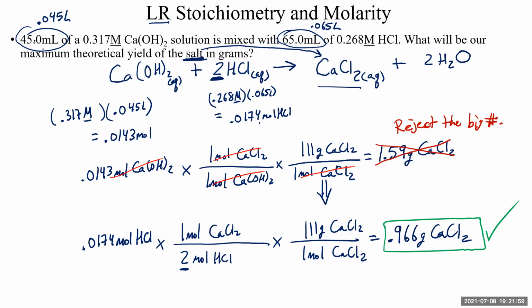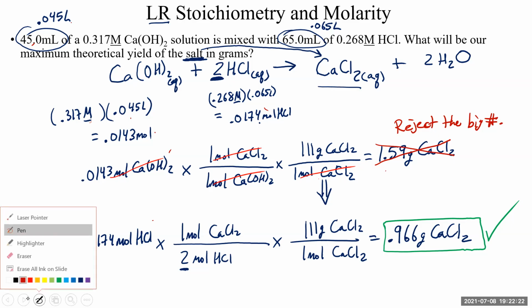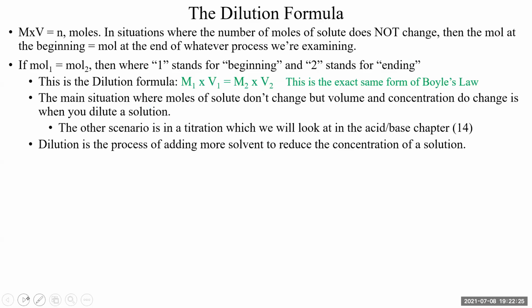So we converted our volumes to liters, then we took our liters and multiplied them by our molarities to get moles. And then we converted from moles of reactant to grams of product in each case for each one and compared them just as we always do, just like any other limiting reactant. Once you get the moles of each reactant, the rest of this is just a typical limiting reactant problem. Okay, now let's move on to something else, the dilution formula.